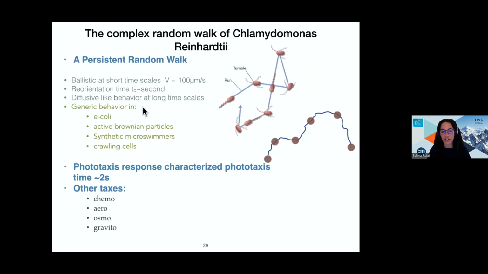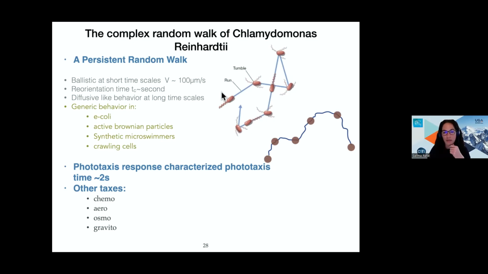So here I showed you rapidly that we can characterize the persistent random walk of this system by defining a typical velocity, a ballistic velocity at short time scale. This is about 10 times the diameter per second. A reorientation time of the system that is on the order of seconds, and then diffusive-like behavior at long time scales. And in fact, those characteristics are very generic behavior for microswimmers. You can find the same dynamics, even though for bacteria it's a more abrupt change of orientation.